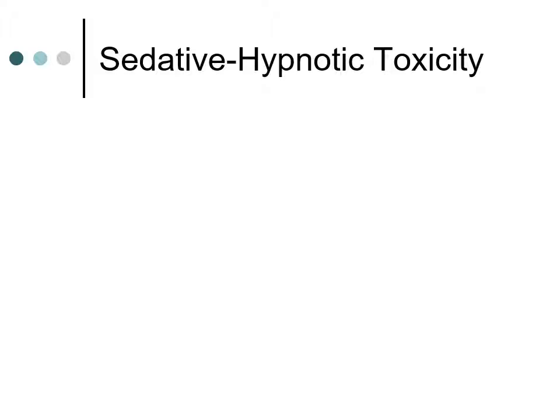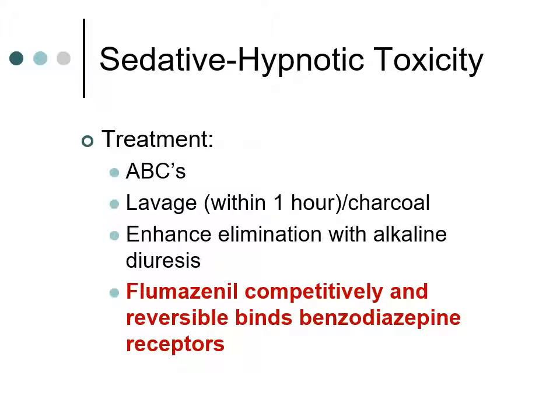For phenobarb specifically, you can use enhanced elimination with alkaline diuresis, but that only works for phenobarb. Okay, flumazenil is good for the benzodiazepines. Any of the other ones though, they do not have an antidote. So the best thing you can do for them is intubate if necessary. Otherwise, just let them sleep it off.